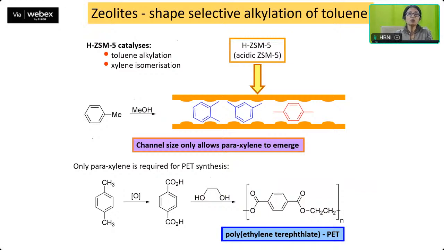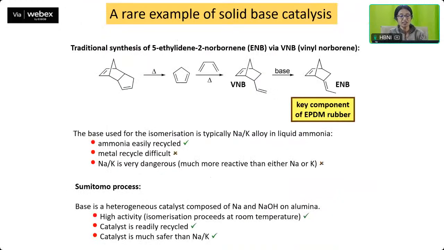Then zeolites can also be used for shape selective alkylation of toluene. So you have toluene, you're adding methanol, and then you're using this ZSM5 catalyst. This channel size only allows the paraxylene to emerge, and only paraxylene is required for your PET synthesis. And so for this polyethylene terephthalate synthesis, this particular ZSM5 forms a very important catalyst. Okay, so this is the kind of application you have for zeolites.